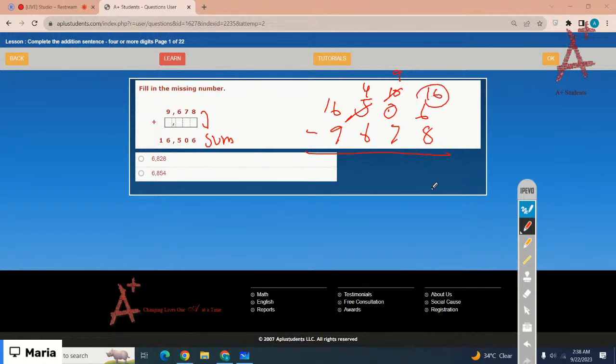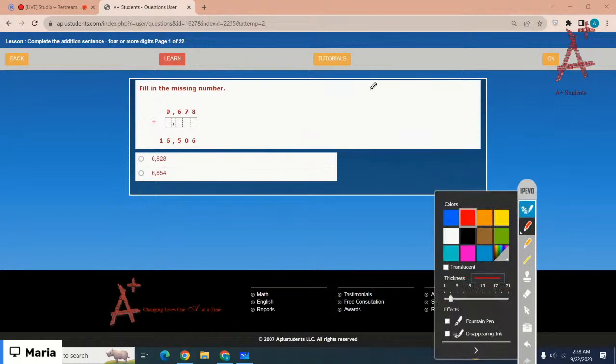So 16 take away 8 is 8. 9 take away 7 is 2. You cannot subtract 4 out of 9. You have to borrow 1. So 14 take away 6 is 8. And 15 take away 6 is 9. That would be 6,828. Option number 1 is the correct option, right? The correct option is option number 1.